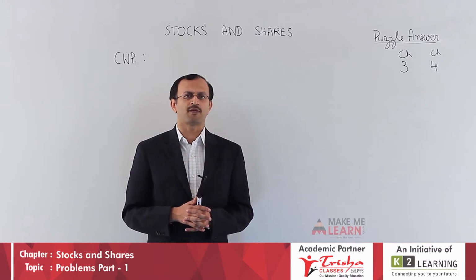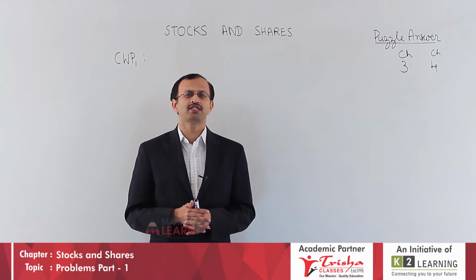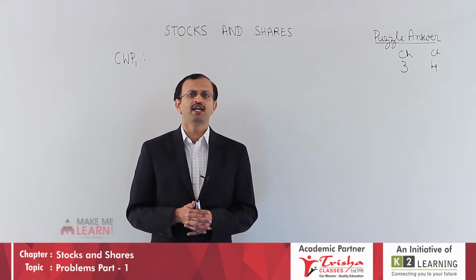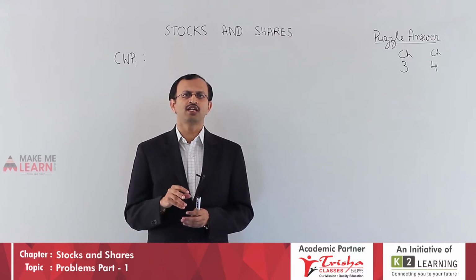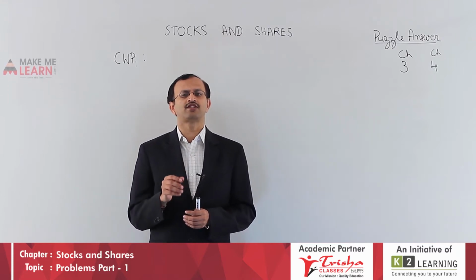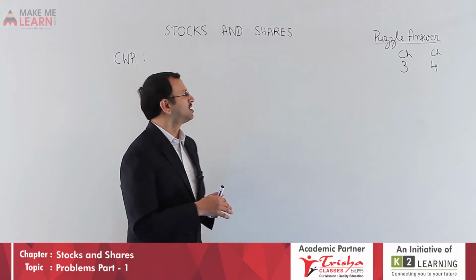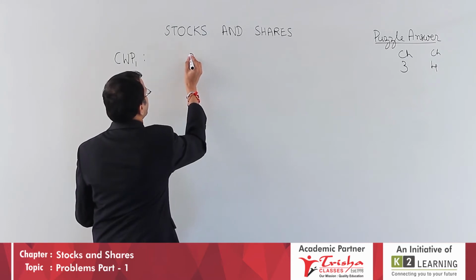Classwork problem number 1. What income is obtained by investing rupees 9,500 in 5% stock at 90? It's a very simple question. Your investment is 9,500 and the stock is 5%. What is the income generated?